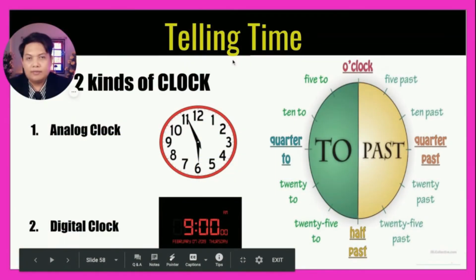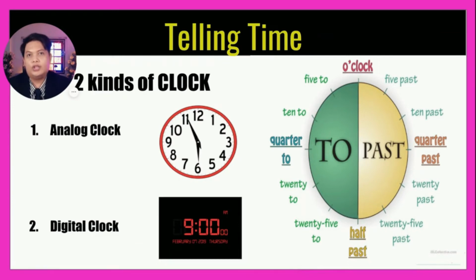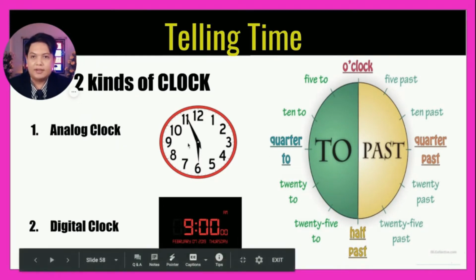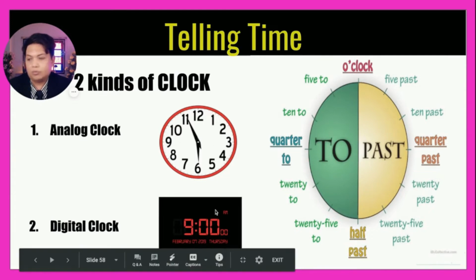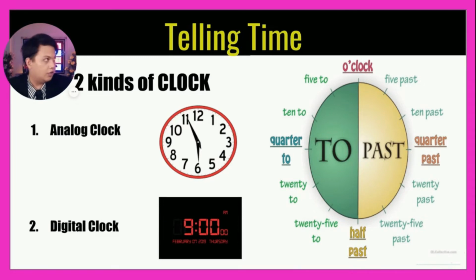Let's move on. Let's review your knowledge about telling time. Before we jump into it, let's first talk about the two kinds of clock. We have the analog clock, or the traditional clock, and the digital clock, which we have on our phones and also in other devices.